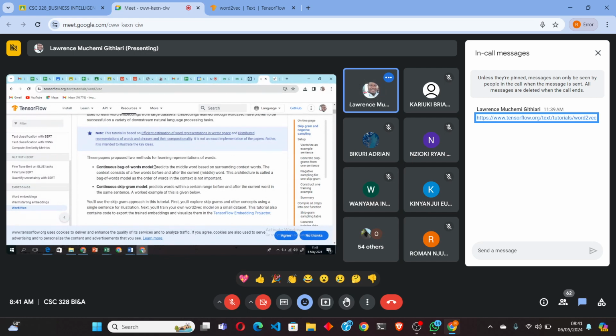So if we say, I eat ugali with sukuma wiki, the context of the word ugali depends on the window. If you have a window of two words on the left and two words on the right, the context of the word ugali would be I eat, then it skips ugali, then it goes to with sukuma wiki. That is if you have taken care of the order of the words.